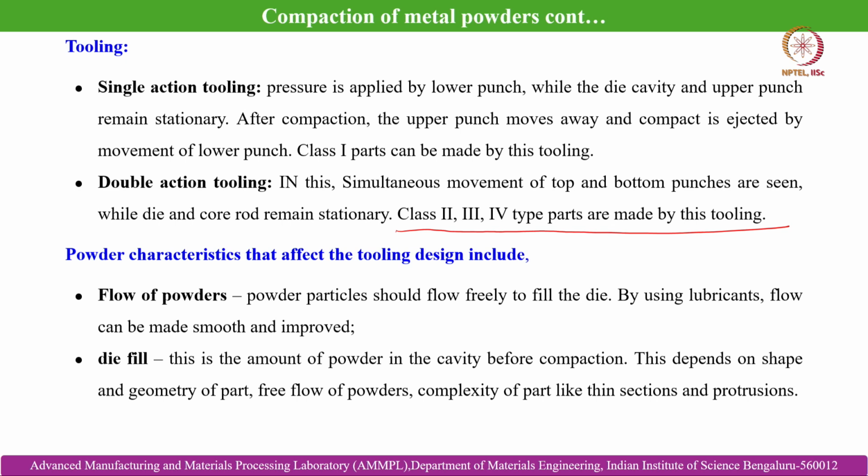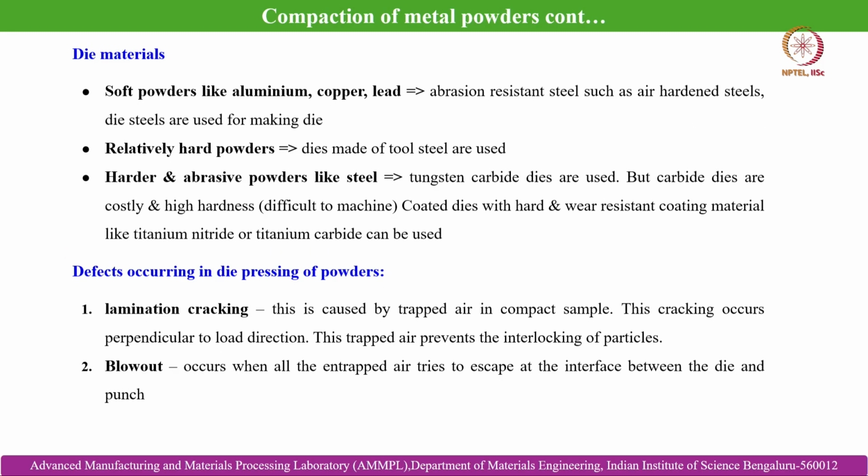So, powder characteristics that affect the tooling design include flow of powder. Powder particles should flow freely to fill the die; by using lubricants, flow can be made smooth and improved. And then die fill, this is the amount of powder in the cavity before compaction. This depends on shape and geometry of the part, free flow of powders, and complexity of the part like thin sections and protrusions.